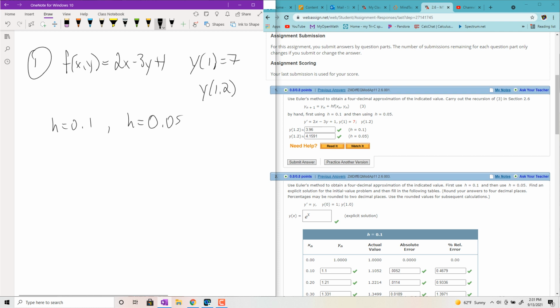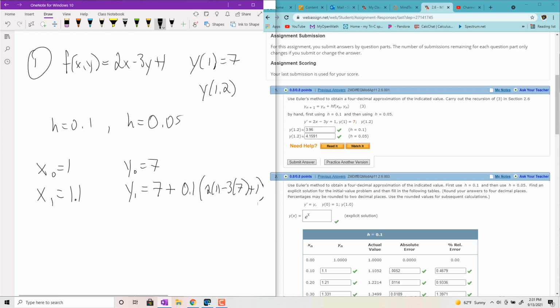Right. So x sub 0 is going to be 1. Y sub 0 is going to be 7. X sub 1, add in 0.1, so you get 1.1. Y sub 1 is going to be the previous y value, 7, plus h, which is 0.1, times f of x evaluated at 1, 7. Okay? So I'm plugging in 1 for x, and then 7 for y.